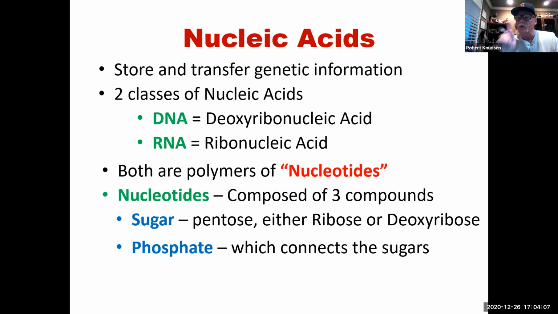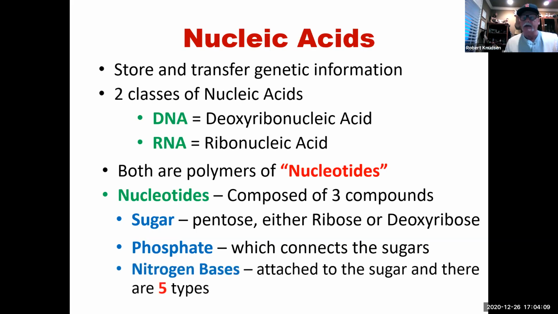What we're missing is the third component. And there it is, nitrogen bases, and there are five of them in our body. The nitrogen base comes off the sugar. And I'm going to put NB with a circle around it, NB with a circle around it. You see it? Okay, now NB can be one of five things.